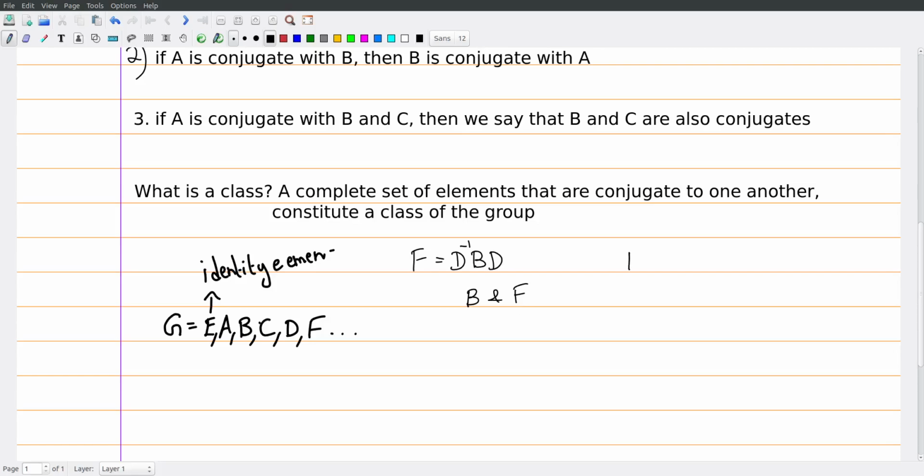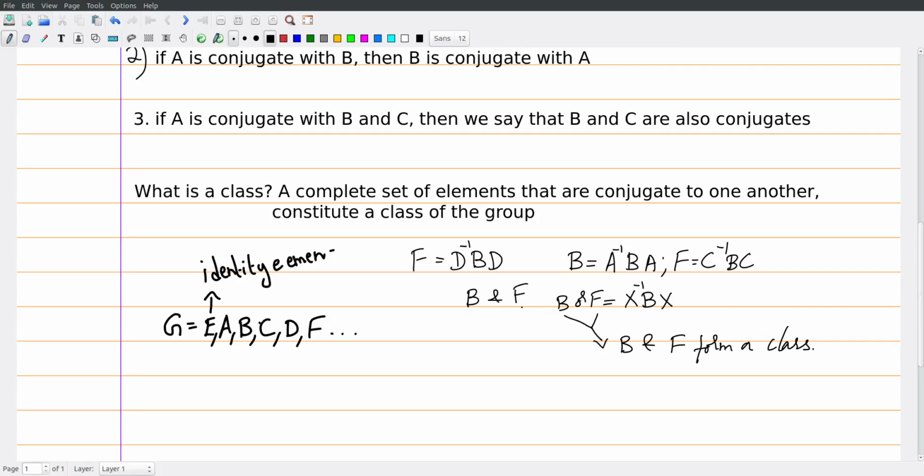And if we do it with B and the rest of the other elements, say I do this with A, and let's say that this answer is B itself, and I do this with say C. So I take B and do a similarity transformation with C, and let's say I am getting F. So if I do similarity transformation of B by all other elements, and I get only B or F as the answer, then I say that B and F form a class.